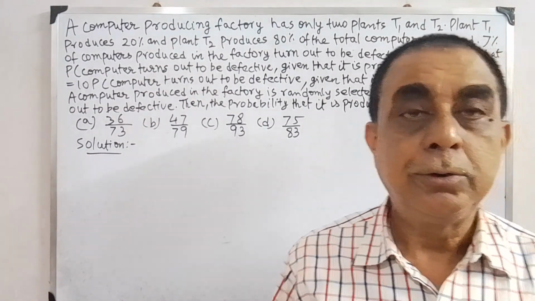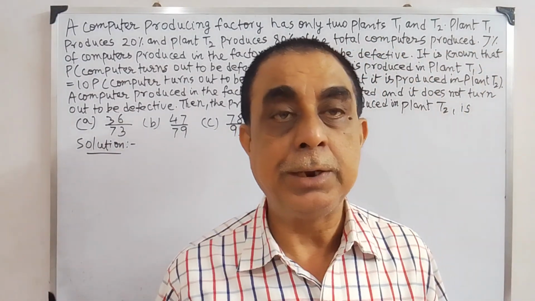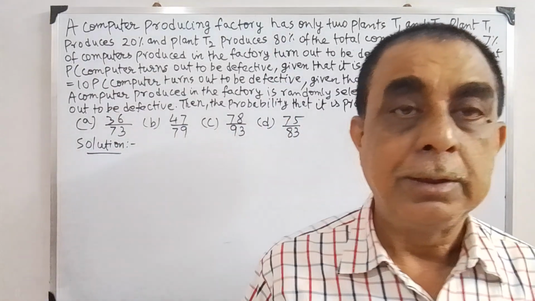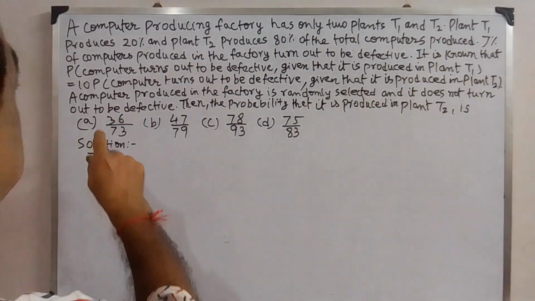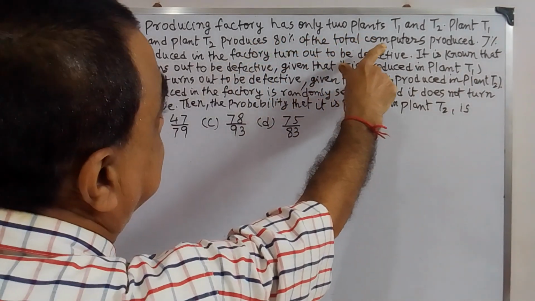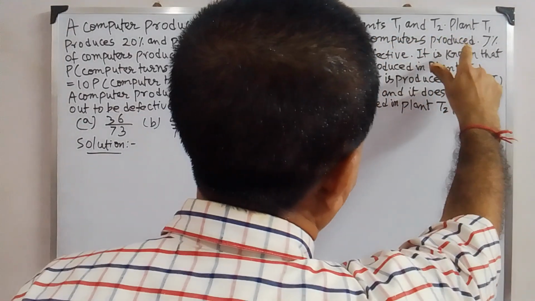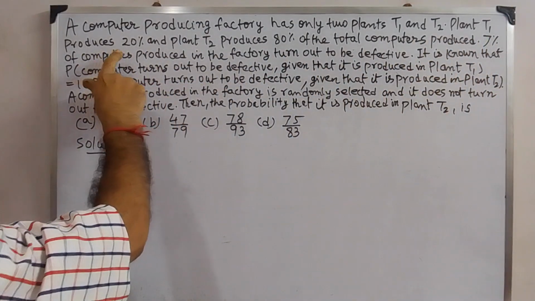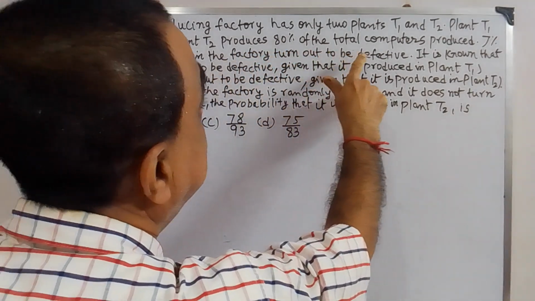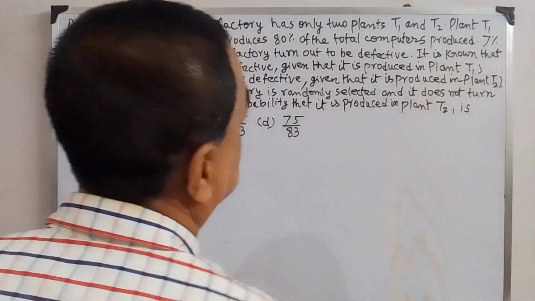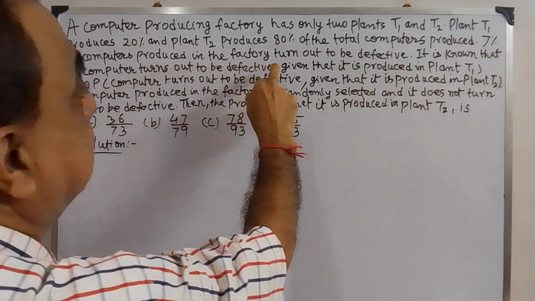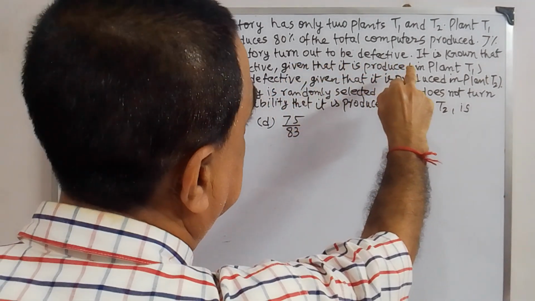Today we are doing a sum from JEE Advanced 2016. The sum reads like this. A computer producing factory has only two plants, T1 and T2. Plant T1 produces 20% and plant T2 produces 80% of the total computers produced. 7% of computers produced in the factory turn out to be defective.